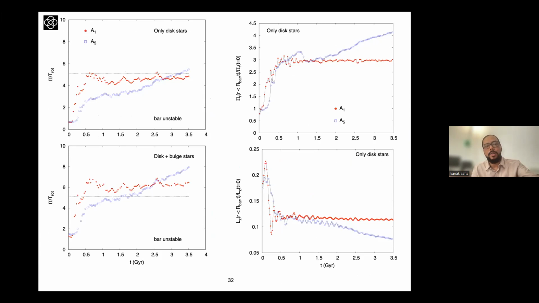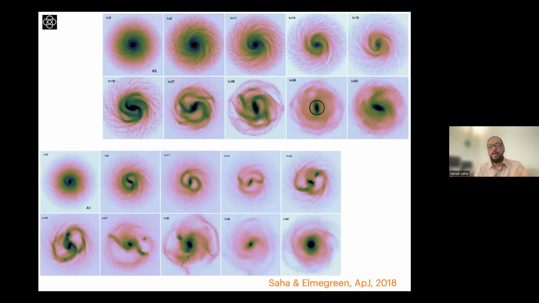You can see that in one case, the rate of heating at the center, because of the inspiraling clumps, is much more sharply rising. And at the same time, the rate at which angular momentum is drained out is also different. So these two factors seem to matter in these kinds of simulations, which are either growing a bar or not growing a bar.